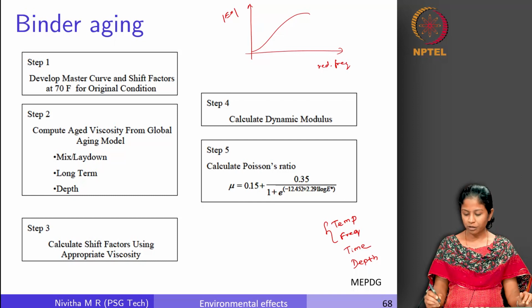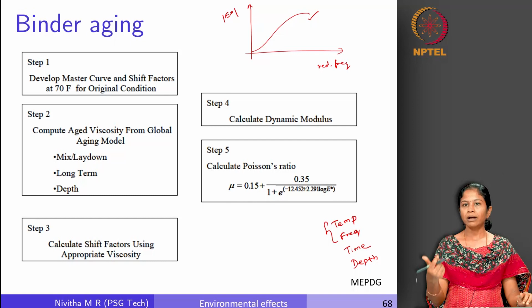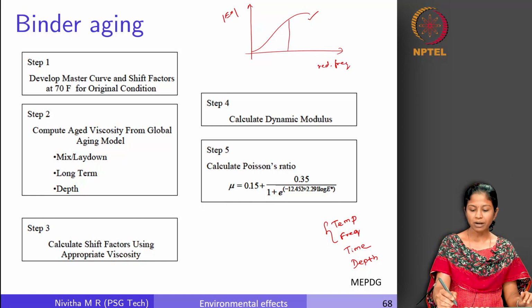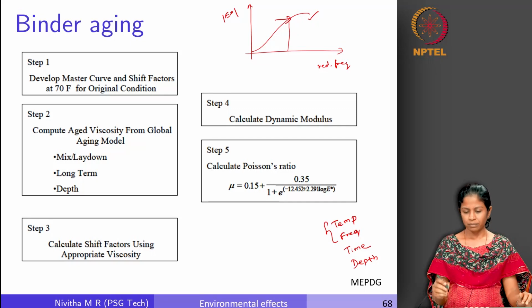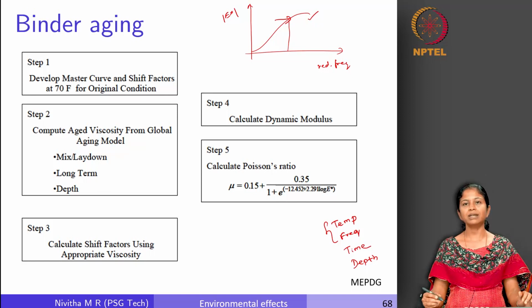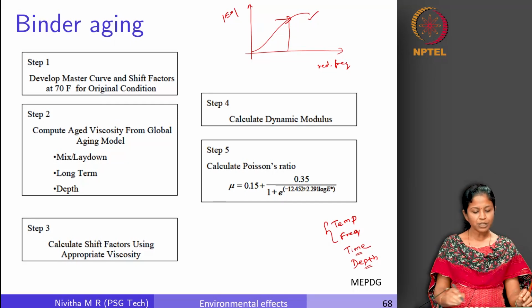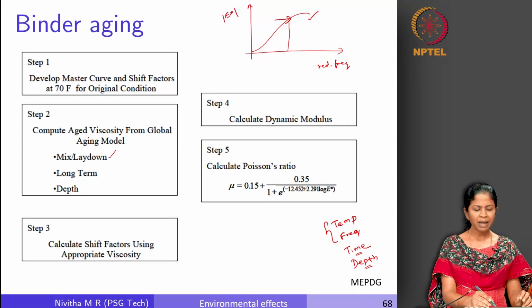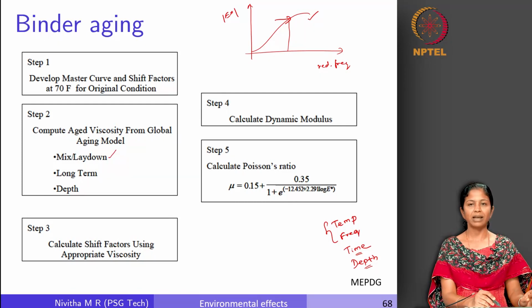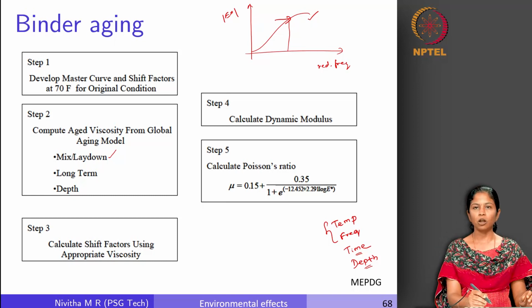So, we take into account temperature and frequency from the reduced master curve. For a given loading and a given temperature, we will be able to pull out the modulus value from this master curve. Once we get the value from the master curve for a given temperature and frequency, we have to correct that value for the effect of time and for the effect of depth, right. To take into account the effect of time, if it is an initial stage we use a mix and lay down model. I have not discussed that model because we are more interested in the long term effects.